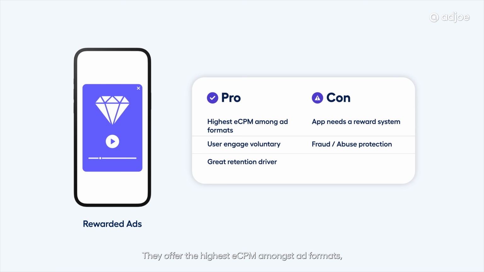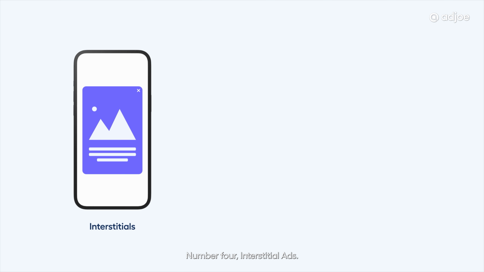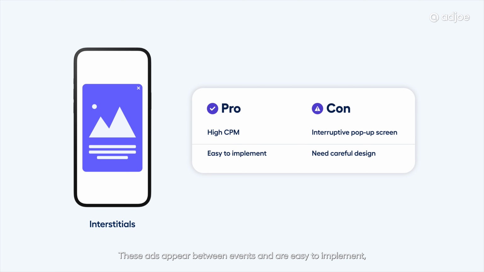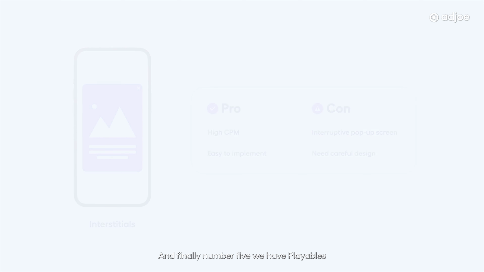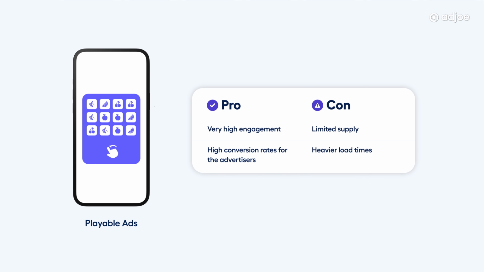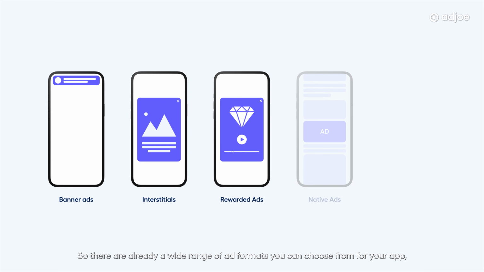They offer the highest eCPM amongst ad formats, and they act as a great retention driver. One key point when implementing them is that they need fraud or abuse protection. Number four, interstitial ads. These ads appear between events and are easy to implement. But if not handled carefully, they can affect the user experience negatively. And finally, number five, we have playables. These offer very high engagement and also great conversion rates, but the supply of ads is limited and their load times are heavy.